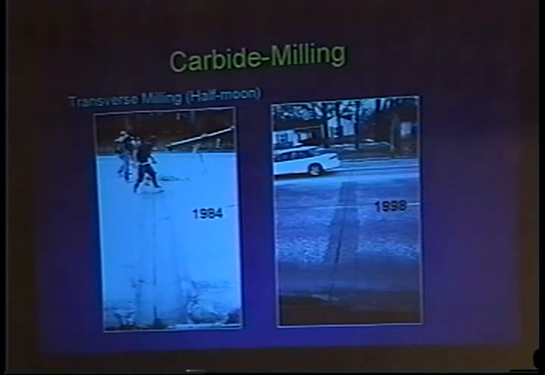It's a picture of one of those half-moon constructions of carbide milling. They did it in 1984 on existing concrete pavement, and there it is in 1998. It's in pretty good shape. You can almost tell that it's been diamond ground across that pavement surface.